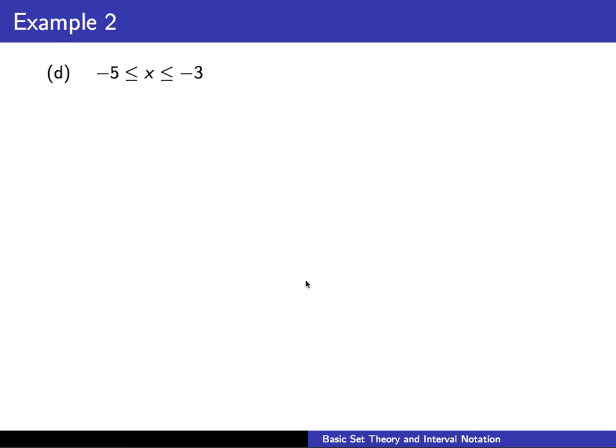All right, finally part D, -5 less than or equal to x less than or equal to -3. So once again, we have for x is greater than or equal to -5, we could start at closed circle at -5. For x is less than or equal to -3, we can have a closed circle at -3. And just like the last example, we're going to shade everything in between those two values.